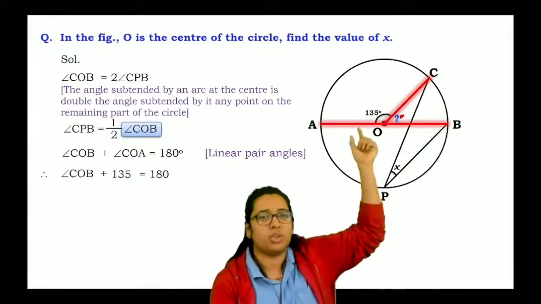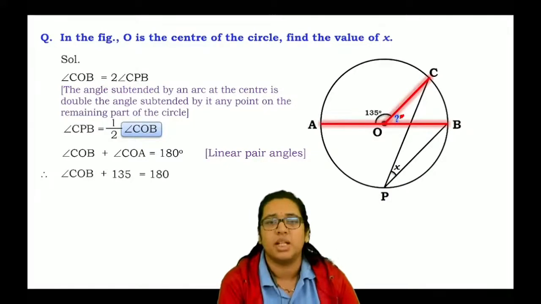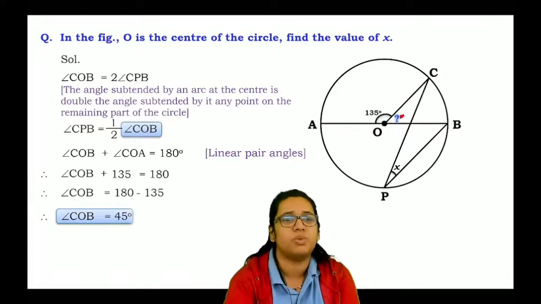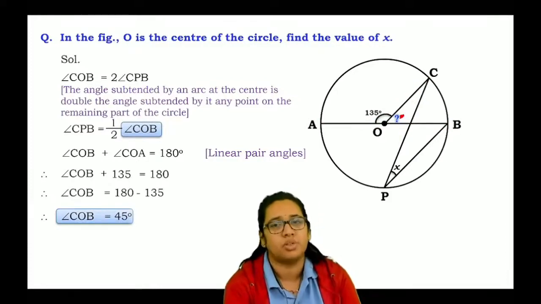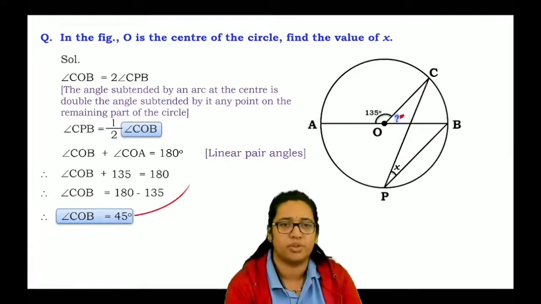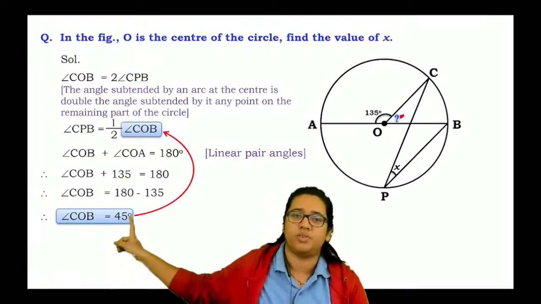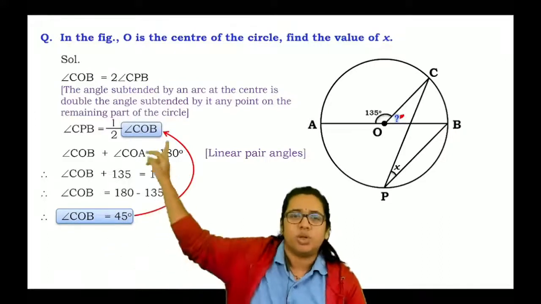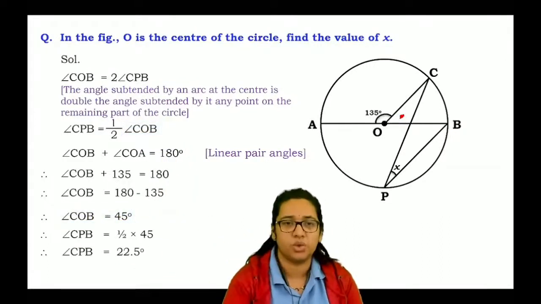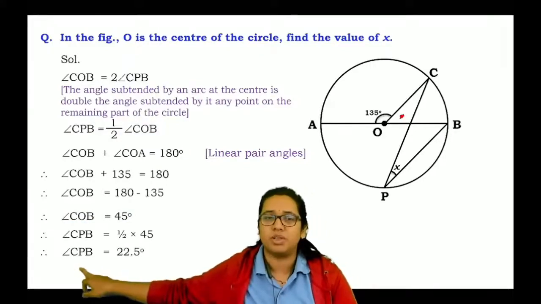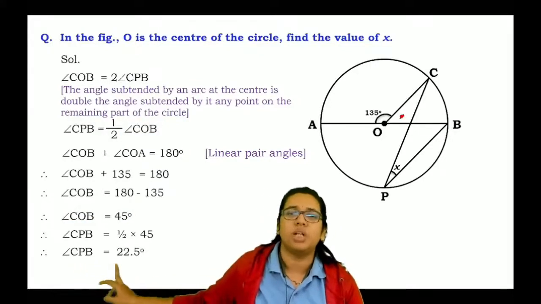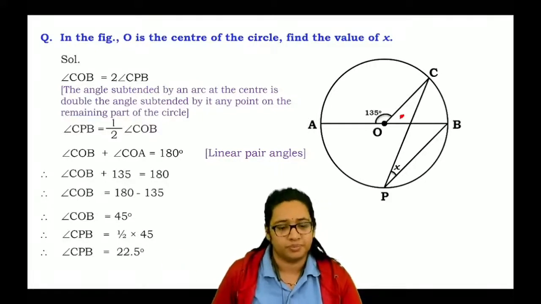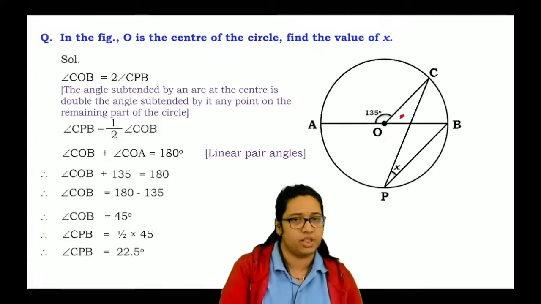But already we know the value for AOC. AOC is given as 135. So COB will be 45 degree. Measure of angle COB will be 45 degree. So ये जो आपको 45 मिल रहा था अगेन यहाँ पे पुट करो. COB जो 45 रहेगा वो अगर आप फर्स्ट करते हो पुट then you will get that angle measure of angle CPB equals to 22.5. Getting this one? क्लियर हो रहा है ये क्वेश्चन?